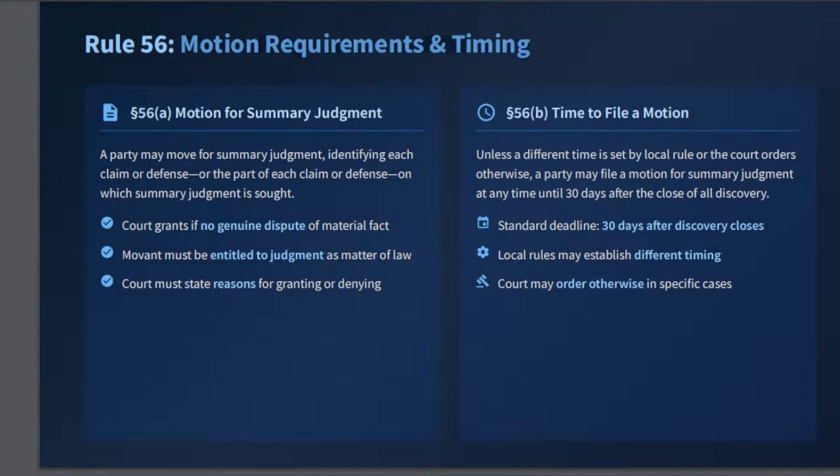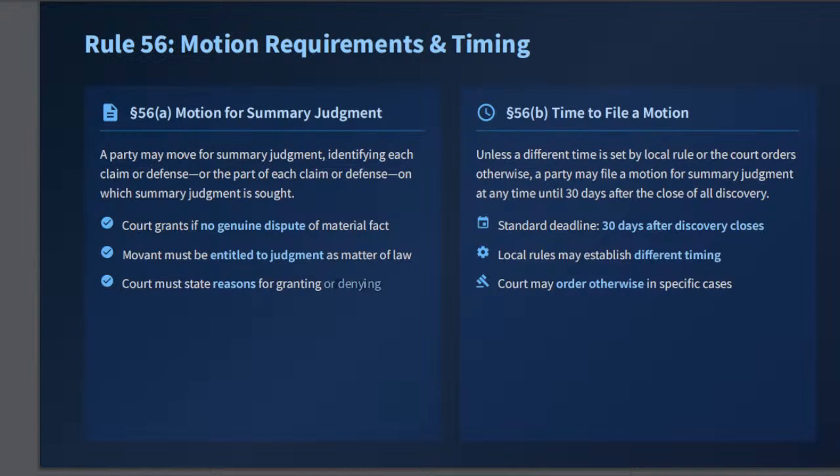So there are motion requirements and timing also under Rule 56. We have Rule 56(a), which is the motion for summary judgment. A party may move for summary judgment identifying each claim or defense, or the part of each claim or defense on which the summary judgment is sought. So the court grants the summary judgment if there is no dispute of material fact. Once this has been identified, the movant must be entitled to judgment as a matter of law. And the court must state reasons for granting or denying.